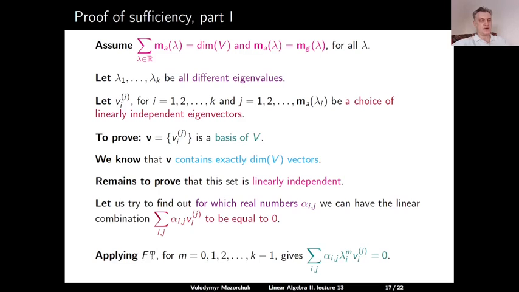So applying f to the power m gives us the sum over all i and j, alpha_ij, and then lambda_i to the power m times v_i^j. And this is supposed to be equal to 0 for any m. So this gives us k different linear equations.